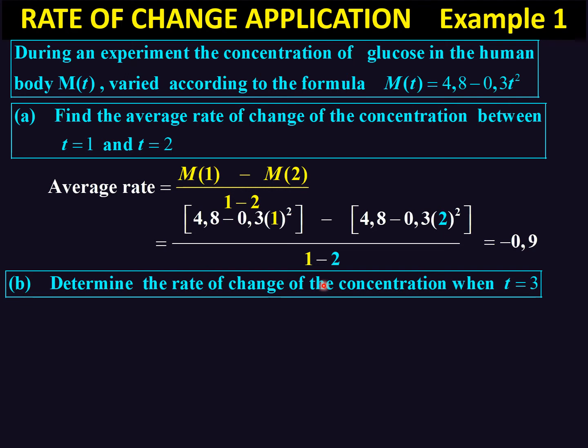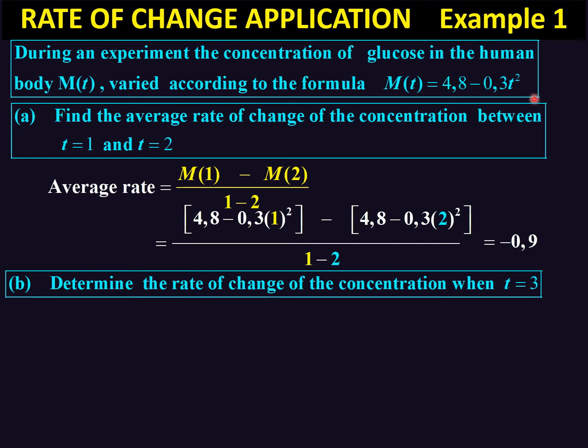Let's look at the second question. Determine the rate of change of the concentration when t equal to 3. You see, there's only one value there. This is actually asking us for the instantaneous rate. What are the steps we said there, in the correct order? First differentiate and then substitute.